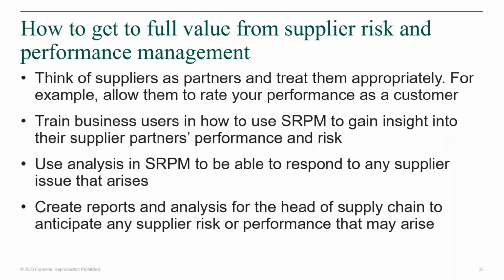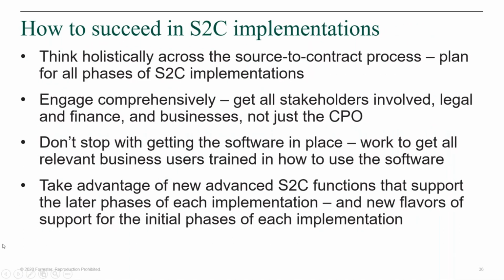Let's wrap it up quickly before I turn it over to Constantine with the key steps to remember here. Last slide. Overall, think holistically, think across the source to contract process, and plan for all phases. Engage comprehensively. Get all stakeholders involved, legal and finance, business, and not just the CPO. Don't stop at getting software in place. Work to get all relevant business users trained and retrained, with ongoing training.